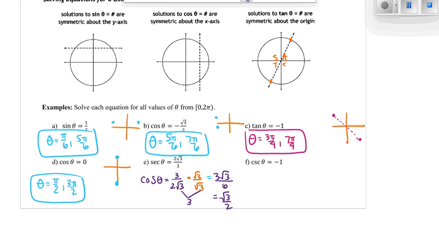So we're looking for, where is the cosine equal to positive root 3 over 2? Quadrants 1 and 4. So that would be here and here on our circle. So theta equals pi over 6 and 11 pi over 6.